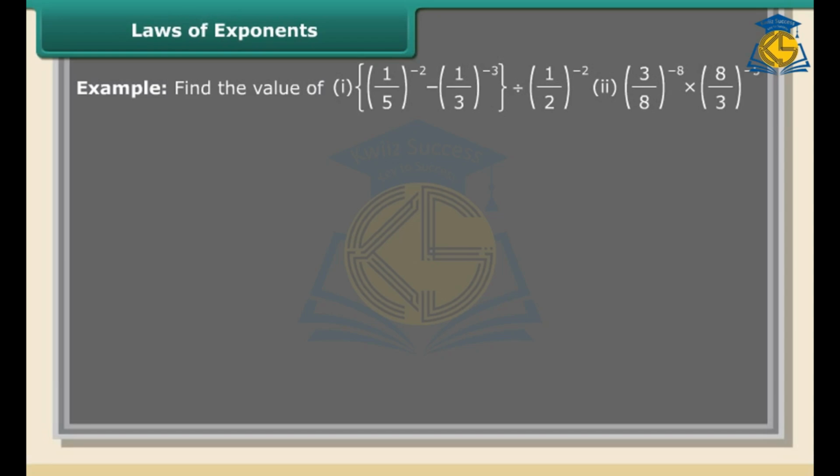Example. Find the value of [(1/5)^(-2) - (1/3)^(-3)] divided by (1/2)^(-2), and (3/8)^(-8) × (8/3)^(-5). Solution.